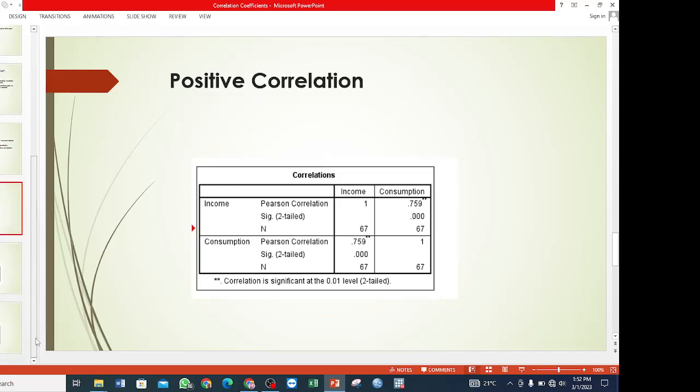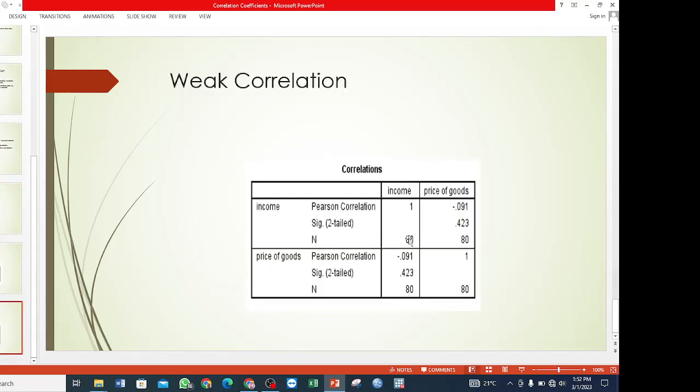Other times you find that the correlation coefficients that you get are not as strong. They are not close to -1 or close to +1, which means that they are closer to 0. Then we would say that the closer the value is to 0, the weaker the correlation becomes. So as we move towards 0, the correlation between the variables becomes weaker.